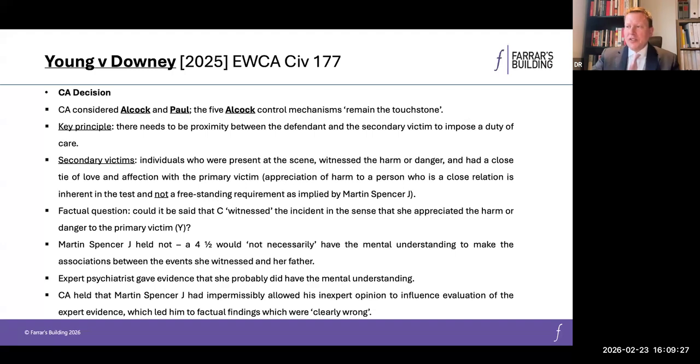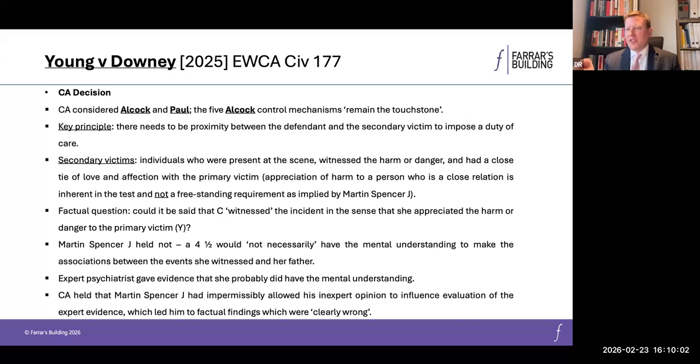And the trial judge had held that it was an essential component of those control mechanisms that the secondary victim has an appreciation that it's a loved one who's the primary victim. And the Court of Appeal were very resistant to introducing new and even tighter requirements to proximity beyond what's already been explained in Paul, and held that the judge was wrong to introduce that new and separate requirement. The Alcock/Paul test is already a very restrictive one.